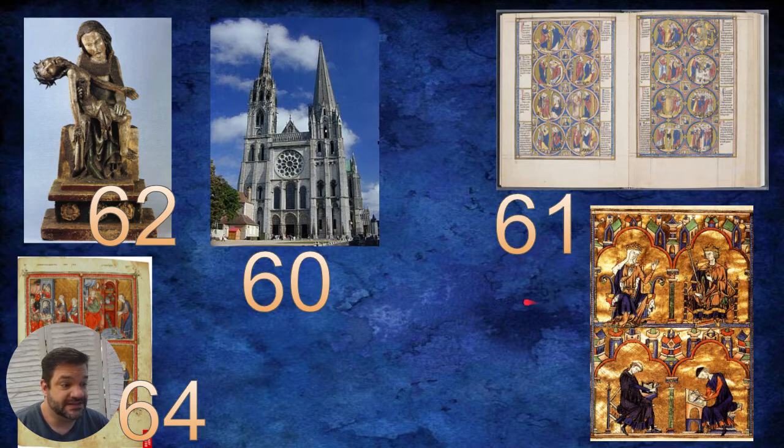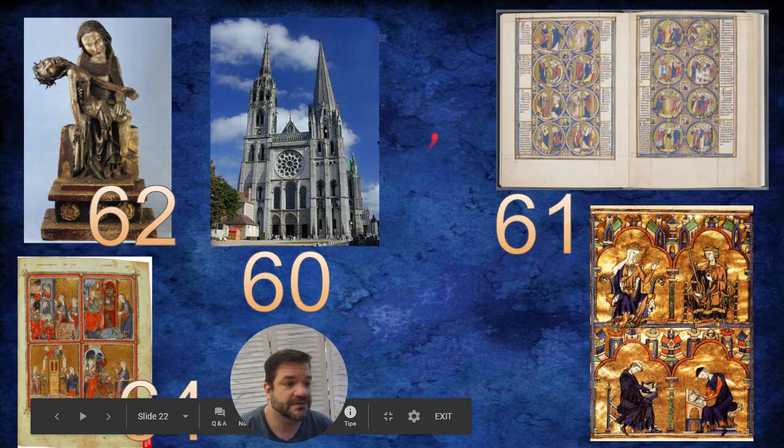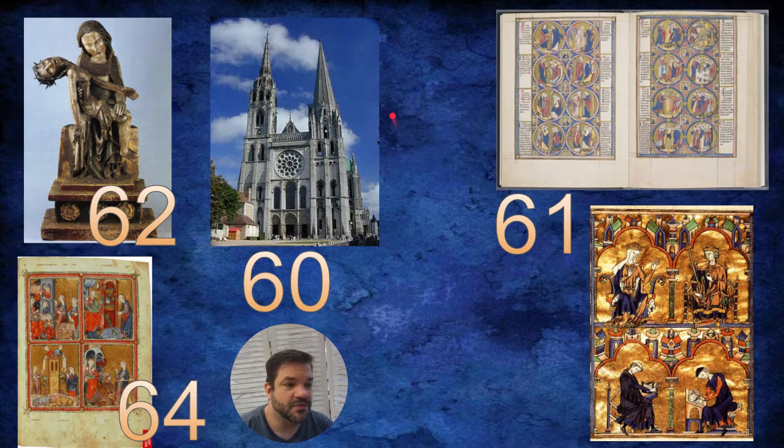Now, our pieces. So, again, Notre Dame is not on our list. But what we do have is the Chartres Cathedral. If there was anything even more Gothic than Notre Dame, it's the Chartres Cathedral. So we're going to look at this. We're going to look at a Bible, an illuminated Bible.